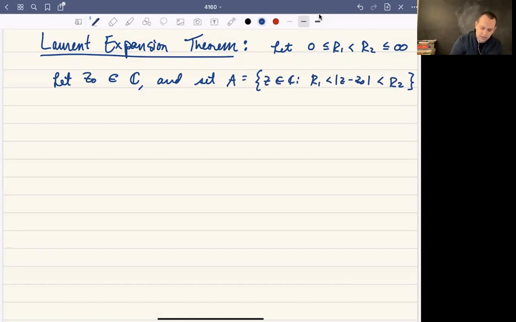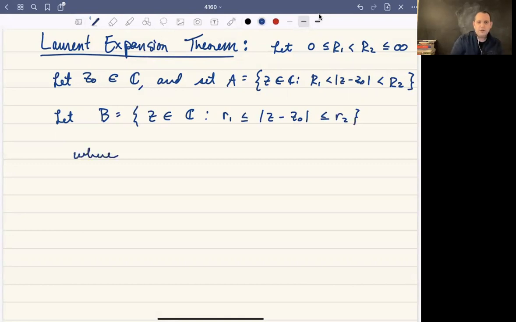And then let's also let B be the set of complex numbers where little r1 is less than or equal to the modulus of Z minus Z0, less than or equal to little r2, where little r1 and little r2 satisfy the following. These are numbers in between R1 and R2. So big R1 is less than little r1, which is less than little r2, which is less than big R2.